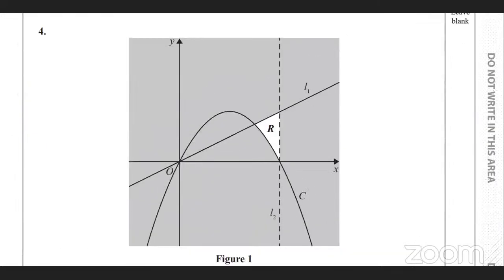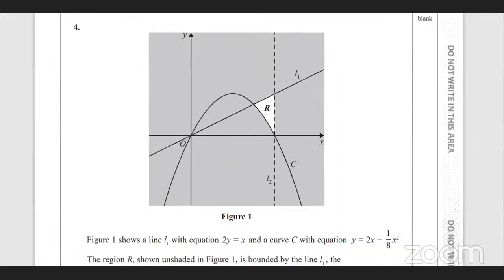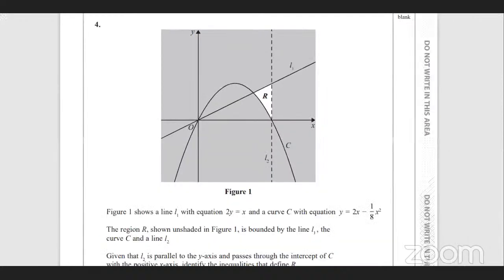That is this fourth question. Okay, so I need to zoom out a bit. Right, so figure 1 shows a line L1 with equation 2y equals x. So I can write it as y equals x by 2, because we know that general form of a straight line is y equals mx plus c. So y equals x by 2 is telling us that m is 1/2 and c is 0.